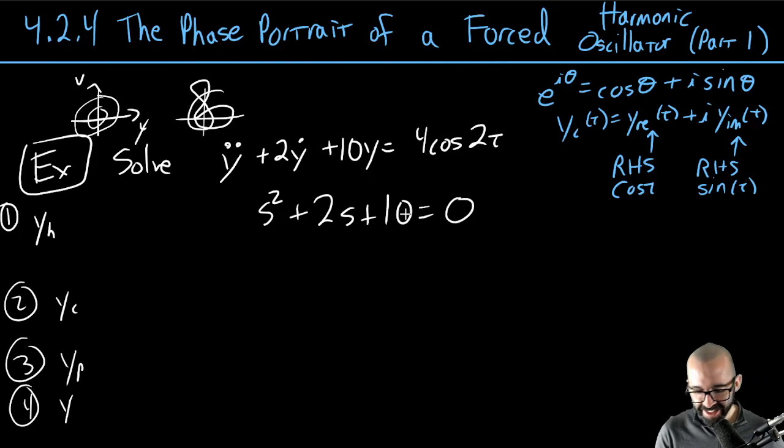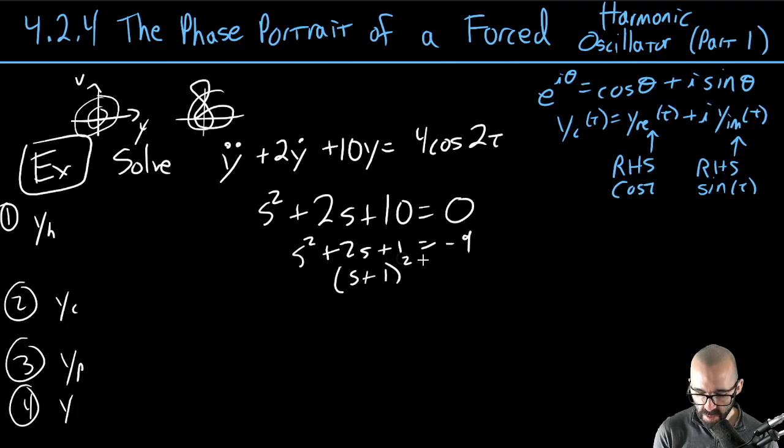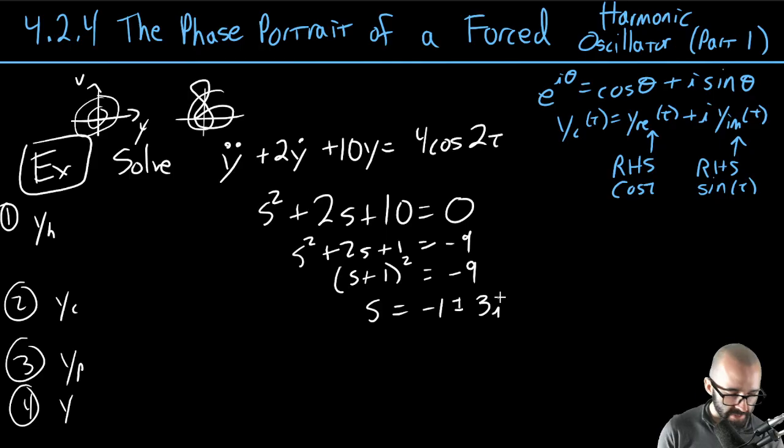All right, let's complete the square. S squared plus 2s plus 1, subtract 9 from both sides. This is s plus 1 squared equals negative 9. So s is negative 1 plus or minus 3i, I believe. Okay, and we can use this immediately to get the general solution.